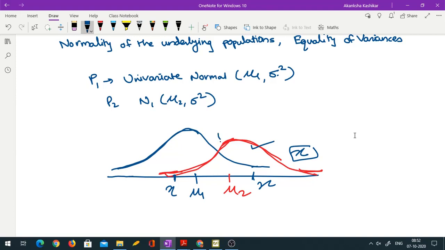So we can have something like this as a cutoff, because at this point there is a change. Up to this point the red curve is below the blue curve, so the probability under population 1 is more, whereas after this point the probability under population 2 is more. So this can be a cutoff. If X is below this, it's more likely to have come from population 1. If X is above this, it's more likely to have come from population 2. This is actually how discriminant analysis works. It's as simple as that.